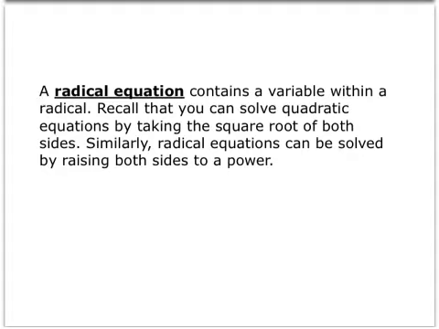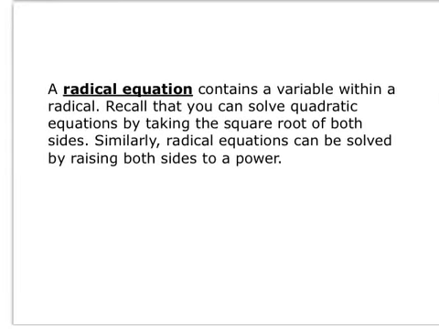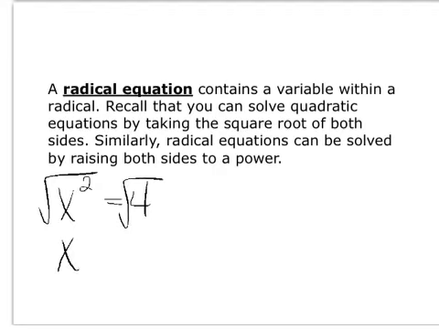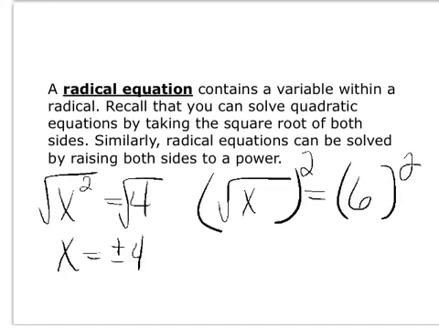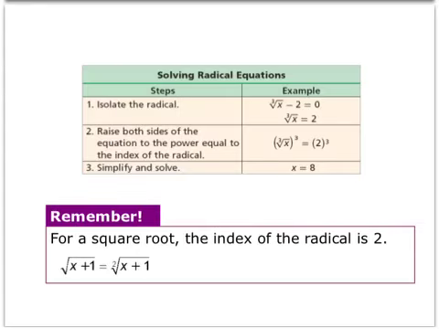Recall that you can solve quadratic equations by taking the square root of both sides. Similarly, radical equations can be solved by raising both sides to a power. So when we had x squared equals 4, we would solve by taking the square root of both sides. Now we're going to have the square root of x equals 6, and we're going to raise both sides to a power. Cool?